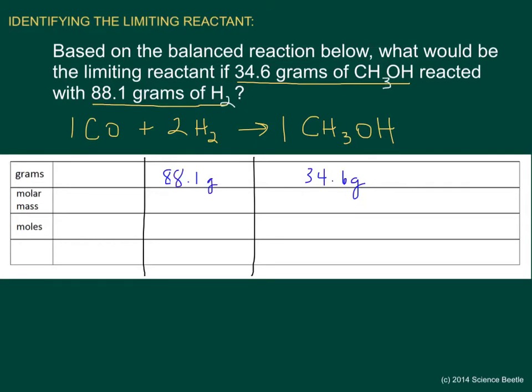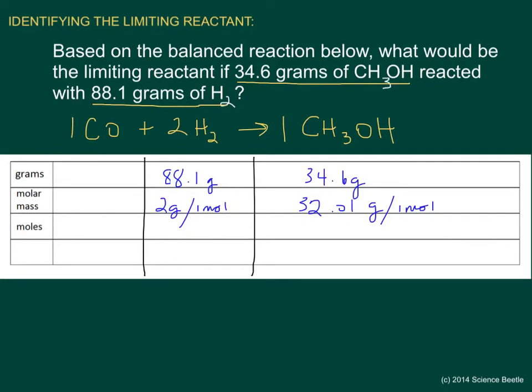The next thing for us is to identify the molar mass. If I look at the mass of each hydrogen, since there's 2 of them, it's going to be 1 times 2. So the molar mass of hydrogen here is 2 grams per 1 mole of hydrogen. If I look at the molar mass of CH3OH and add the mass of carbon, 4 hydrogens and 1 oxygen, the mass that I come up with here is 32.01 grams per 1 mole.